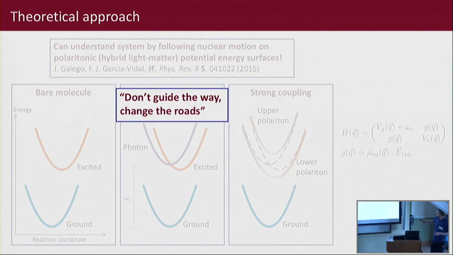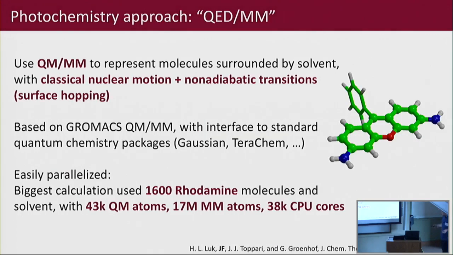I wanted to say, the idea of this is we don't want to guide the way, we don't want to do coherent control and pump the system from one spot to the other. We want to change the roads, change the surfaces. Before we were using 1D model molecules, and then we said, okay, let's use that we can do kind of classical chemistry and couple it.